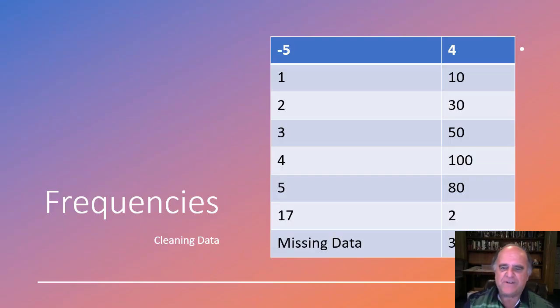For example, if we see something like this, maybe this is a Likert scale. The only possible responses are 1 through 5. Well, we look at it and we have a -5 in our data. That should not have occurred. We have a 17 in our data. Well, we actually have 4 -5s, so none of those should have occurred. We have 2 17s in our data. Those should not have occurred. And we also have a lot of missing data. So we have to decide what to do about each of these.